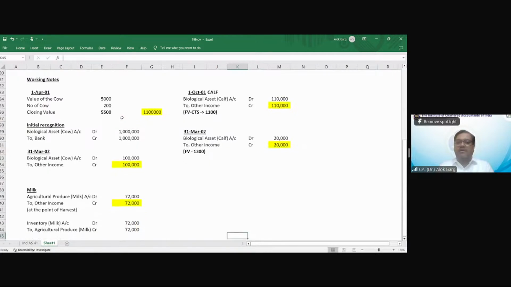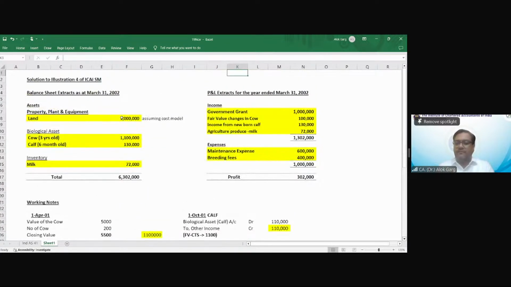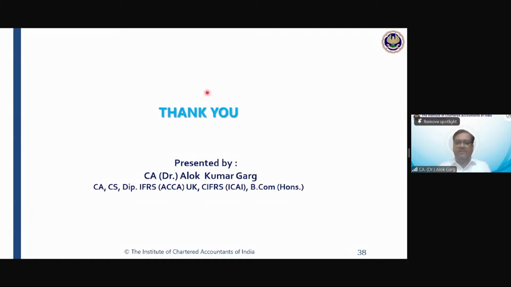I hope this illustration number 4 is clear to each and every one of you. Is that clear? Any question, any doubt from Ind AS 41? This is a very small standard. We started with the scope, then what is not included. Any question? Or shall I conclude the session if there is no question? Let me know if there is any question.